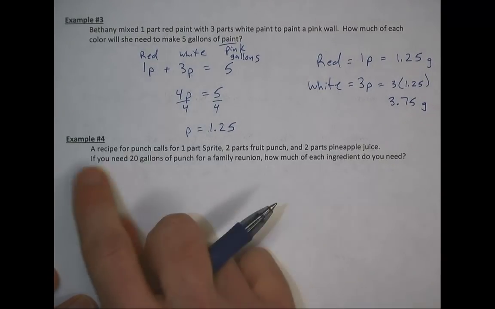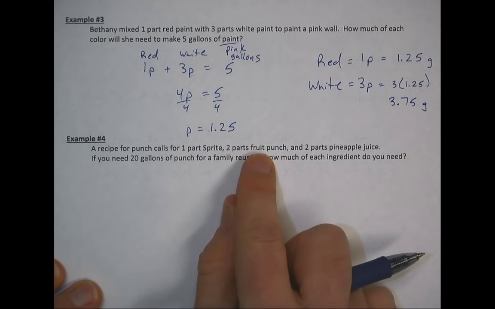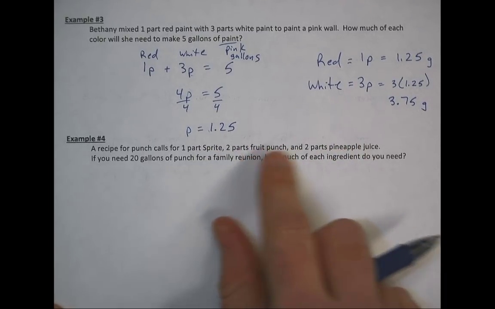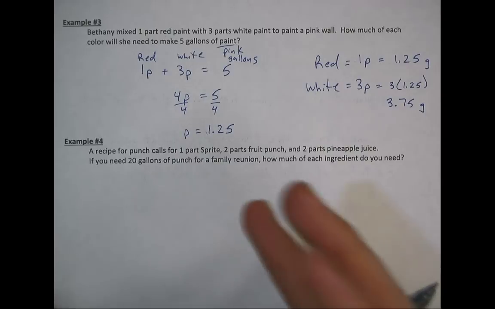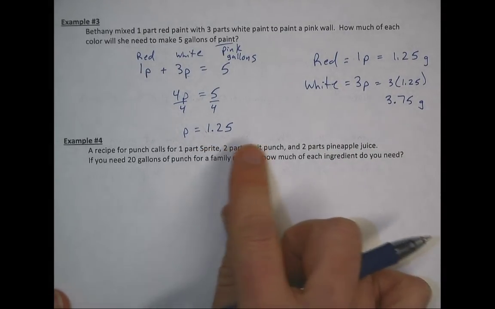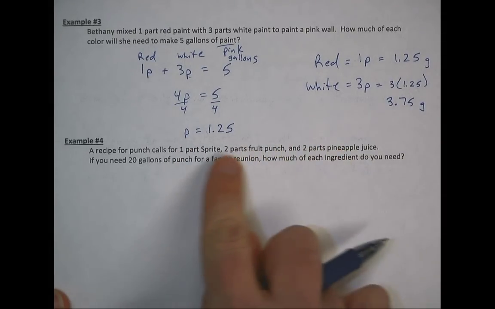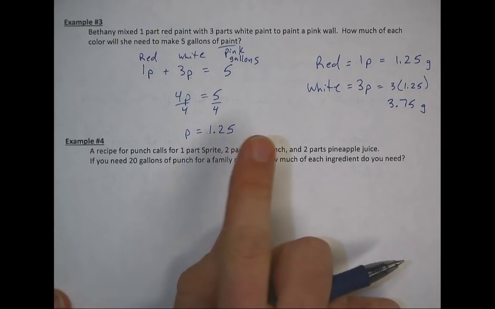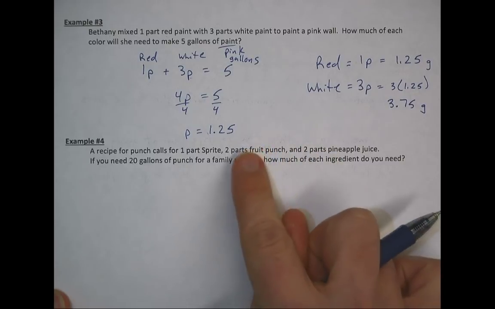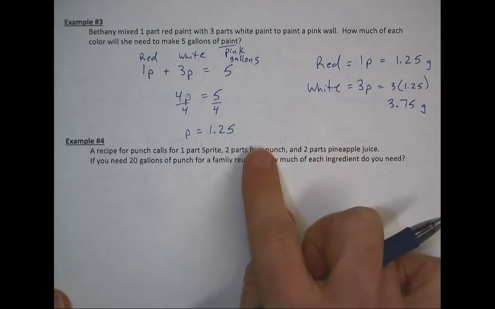All right, so let's run through this. A recipe for punch calls for 1 part Sprite, 2 parts fruit punch, and 2 parts pineapple juice. Now, that doesn't tell me an exact amount for each one because it depends on how much punch you're making. If you're making just punch for yourself, 1 glass of punch, that's different than if you're making for a huge party, but this has to be the ratio. So however much Sprite you have, you have to have twice as much fruit punch and twice as much pineapple juice, which means since these are both 2 parts, these are going to be the same amount. Okay, and they're both going to be twice the amount of the Sprite.